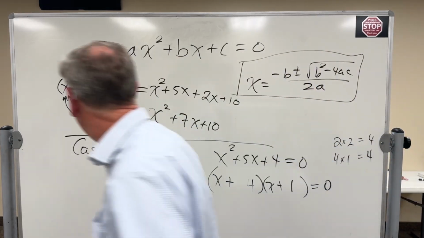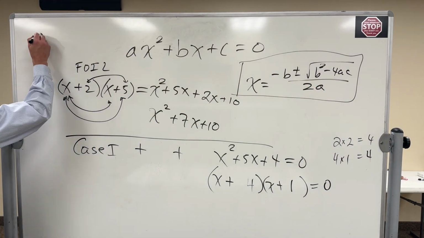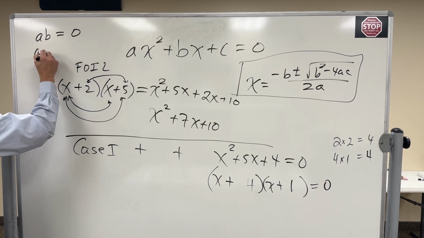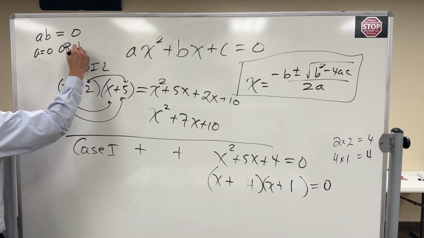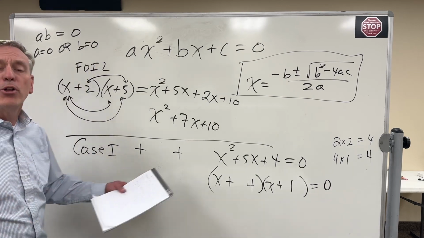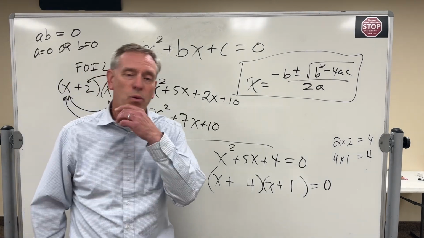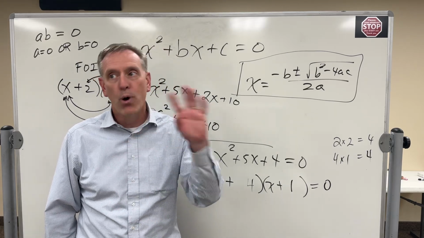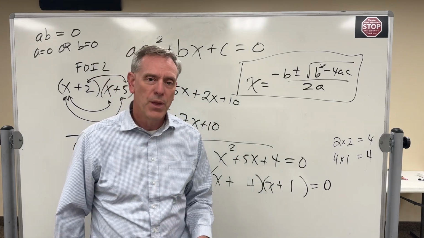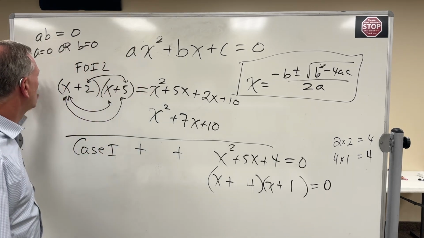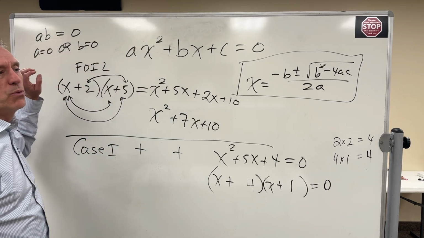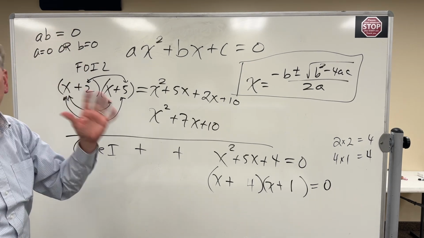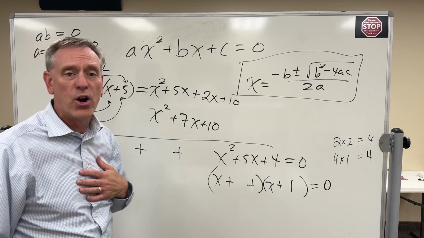Now there's this basic mathematical principle that if I have A times B equals 0, that means that A equals 0 or B has to equal 0. If I multiply two numbers together and the outcome is 0, the only way that can happen is if either A or B or both of them are equal to 0. So we use this multiplication principle: if you multiply two numbers together and get 0, one of them or both of them are equal to 0.